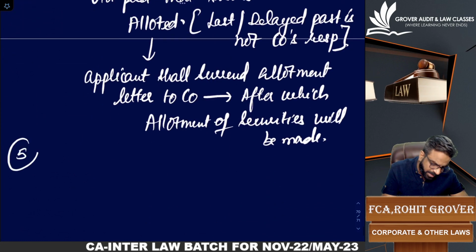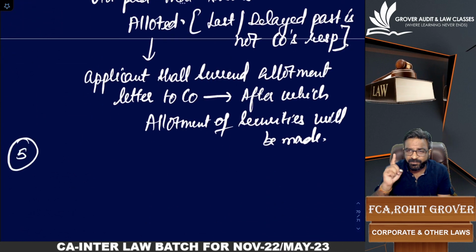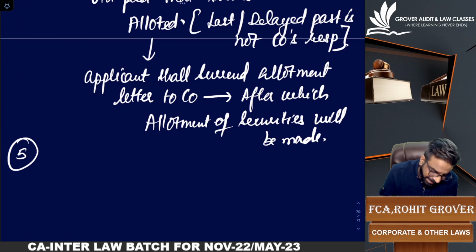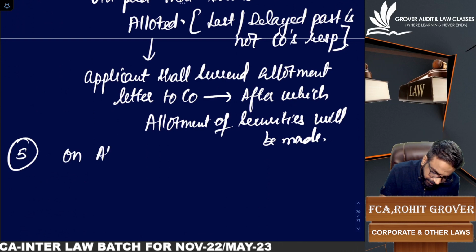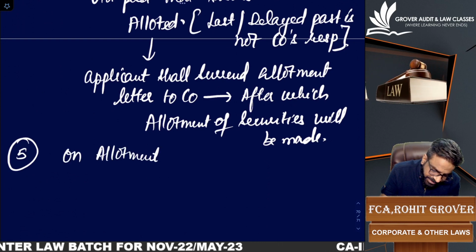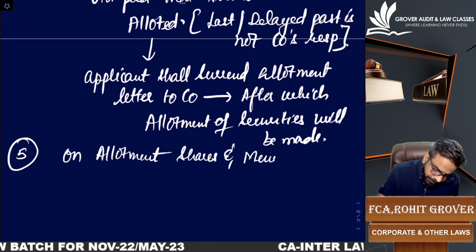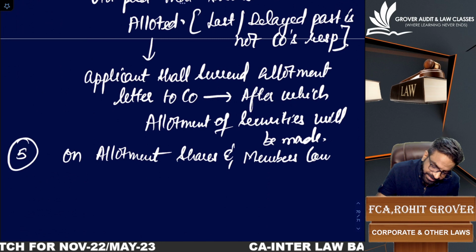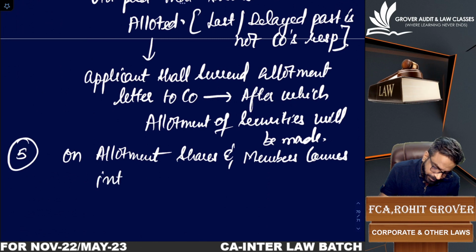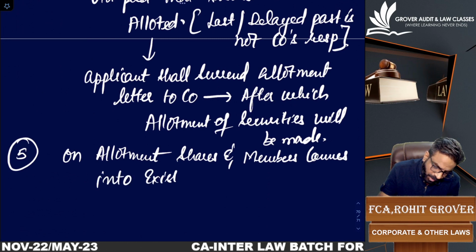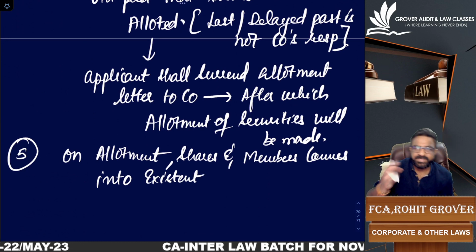Sir, can I say point number 5? Please tell me point number 5. If you think that I'm wrong, rectify. Can I say that on allotment, shares and members come into existence? Do you all agree that on allotment only shares and members come into existence?